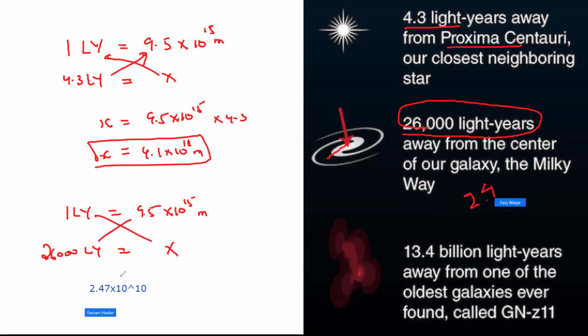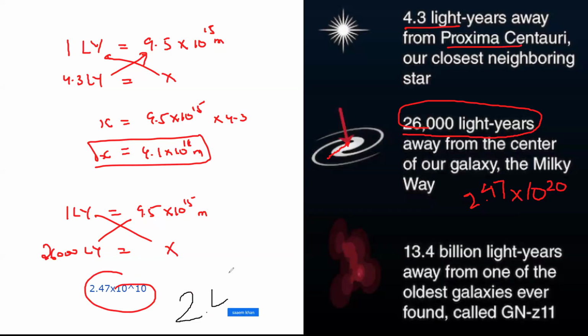So we just cross multiply. It cannot be exponent 10. It's impossible. Why? Because it's already exponent 15 and you're multiplying, so you will never get exponent 10. So it will be 2.47 exponent 20. So 2.47 exponent 20 will be there. That is the distance between us and the center of our galaxy, in meters.